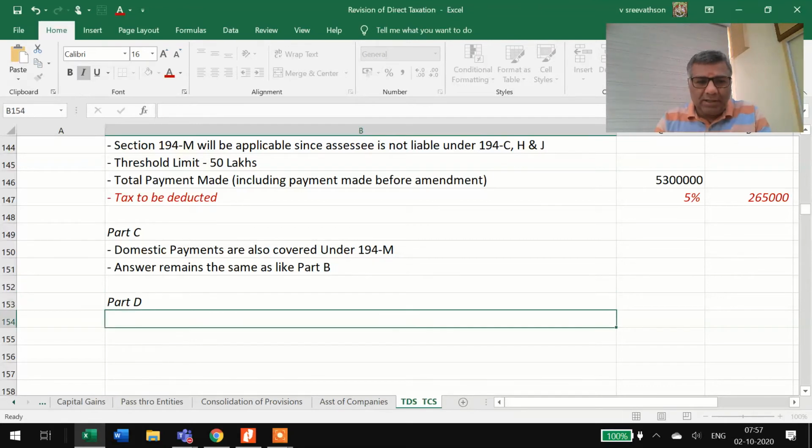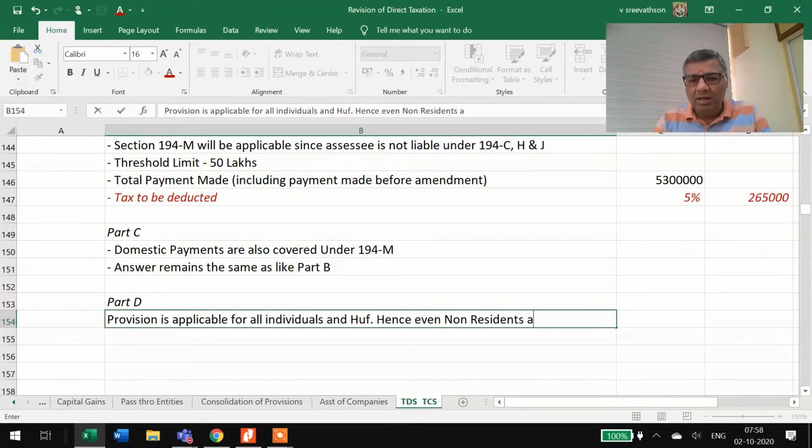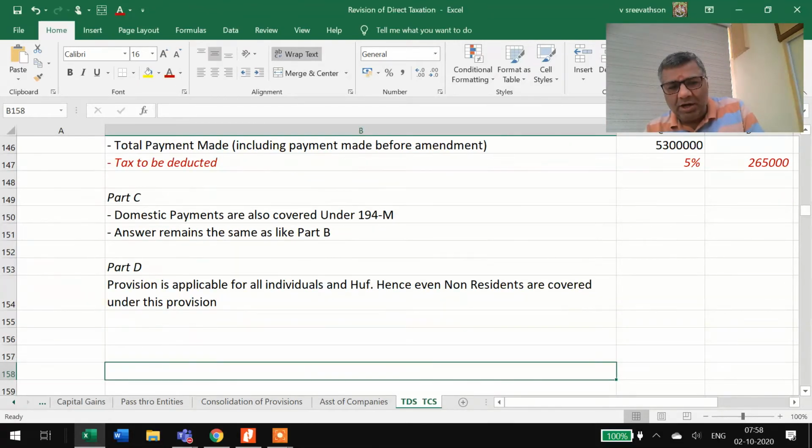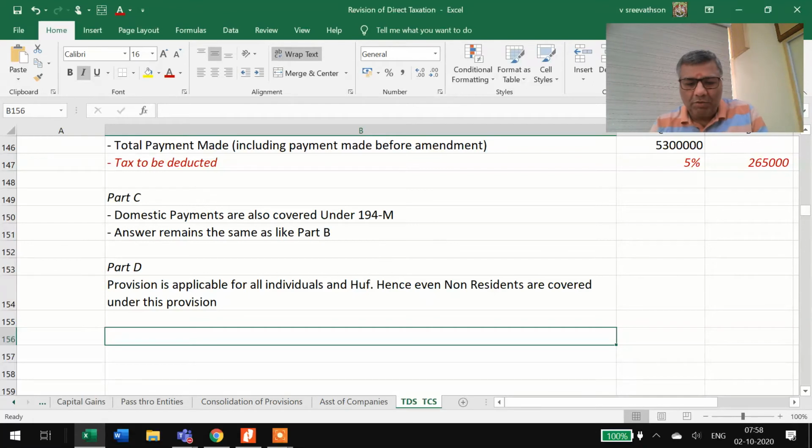Okay, part D, the provision is applicable for all individuals and HUF. Hence even non-residents are covered under this provision. Even if the payer is a non-resident, they are covered under this provision. You have to deduct.